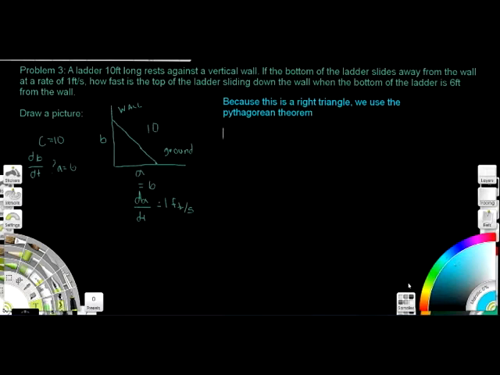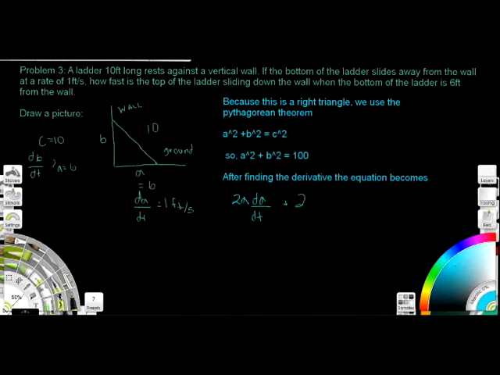Because this is a right triangle, we can use the Pythagorean theorem: a squared plus b squared equals c squared. So a squared plus b squared equals 100, as c is a constant. After finding the derivative of the equation, it becomes 2a dA/dt plus 2b dB/dt equals 0. Now we solve for b in order to plug into the derived equation.